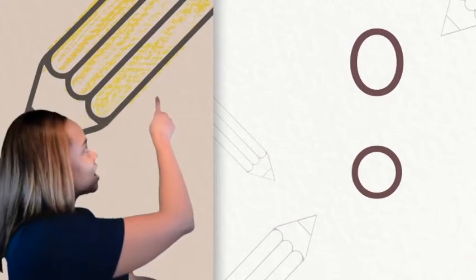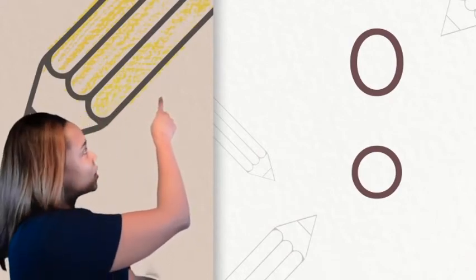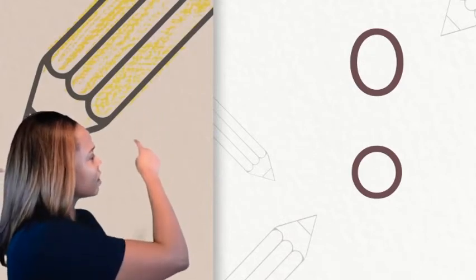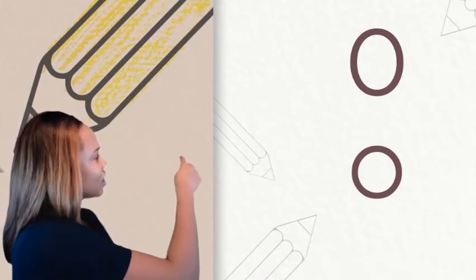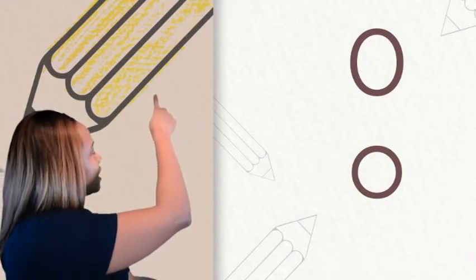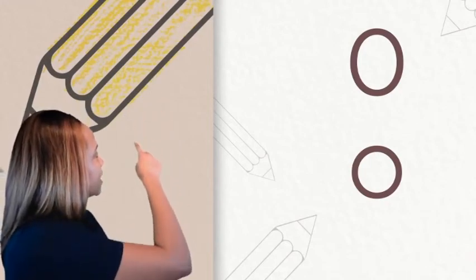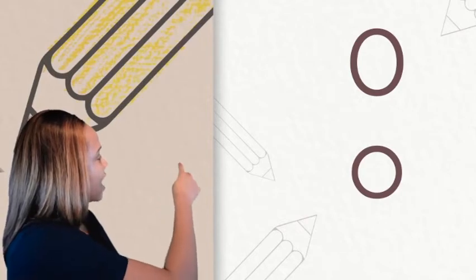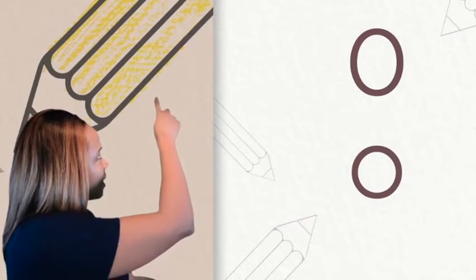Now let's try our uppercase O. Watch first. Starting at the headline, I'm going to curve it all the way around, coming down to the foot line and curving it all the way back up to the headline like I'm making a circle. Now try with me. Starting at the headline, coming down all the way like a curve to the foot line and going all the way back up to the headline, making a circle for the letter O.